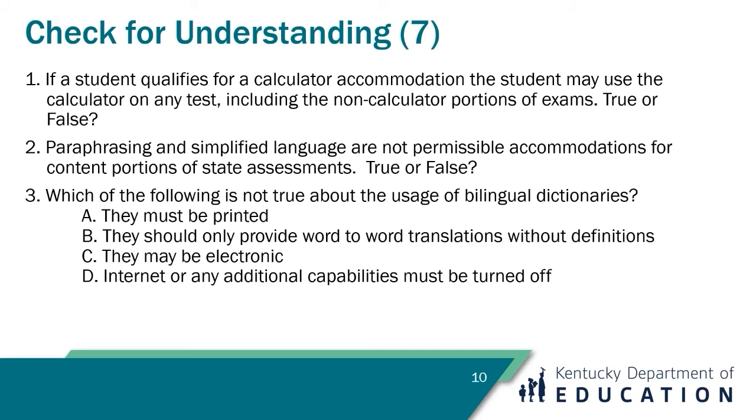Number 3, which of the following is not true about the usage of bilingual dictionaries? A, they must be printed. B, they should only provide word-to-word translations without definitions. C, they may be electronic. D, internet or any additional capabilities must be turned off. The answer is A. This is a tricky question because bilingual dictionaries may be printed copies. However, they do not have to be. Electronic copies are allowed as well.